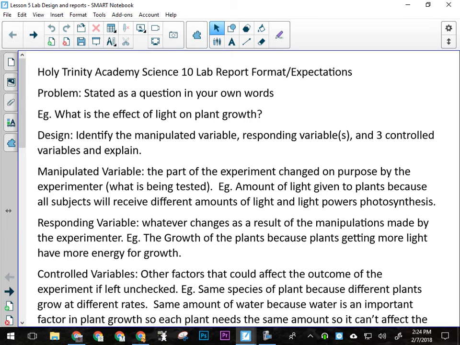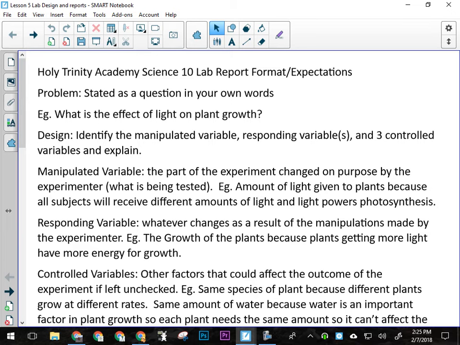So let's say we're doing a very simple experiment, and the problem is, what is the effect of light on plant growth? Kind of an obvious one, but let's say that that's what we're doing our experiment on. All right, so that's our problem. Then we have to come up with a design. In the design is where we identify our manipulated variable, our responding variable, and our controlled variables.